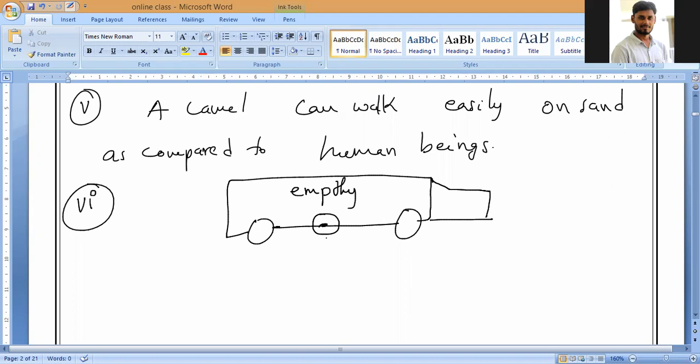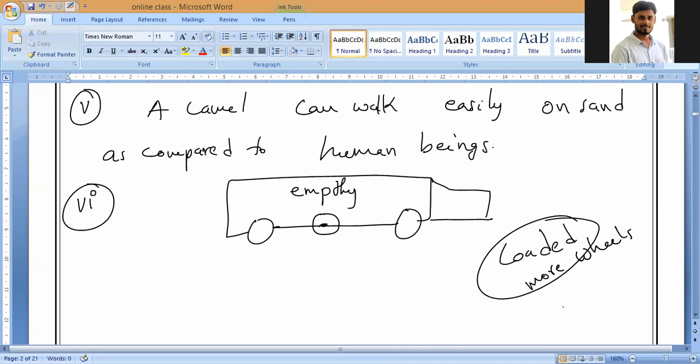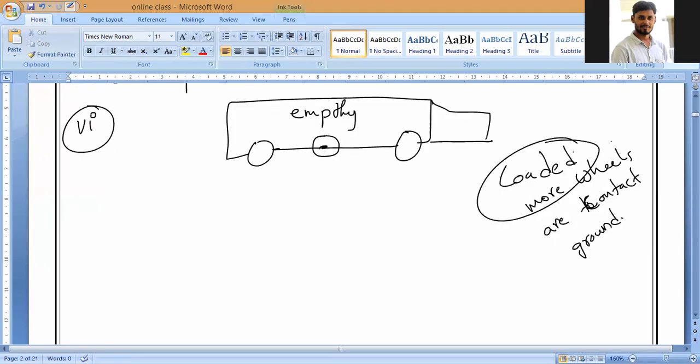But if it is loaded, then what will happen, guys? It will be attached with a greater number of wheels. If it is loaded, more wheels are touching the ground, because with more weight, more pressure is acting on the lorry or truck. To balance it, what will they do? They will increase the surface area.